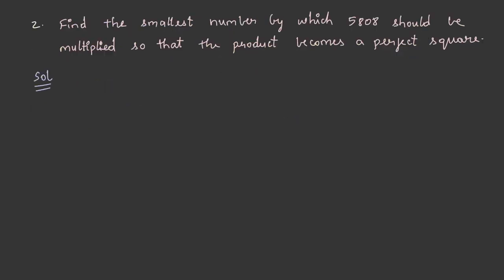Another question of this type is, find the smallest number by which 5808 should be multiplied so that the product becomes a perfect square. In the previous question, we had found out the least number to be divided. And in this case, we are finding out the smallest number to be multiplied. So let's take factors of 5808.